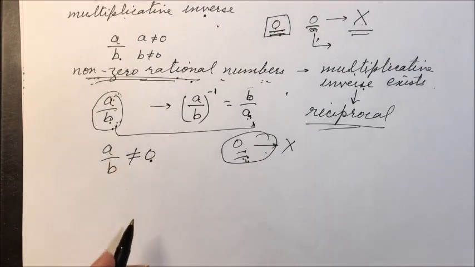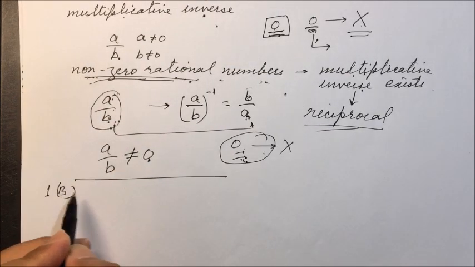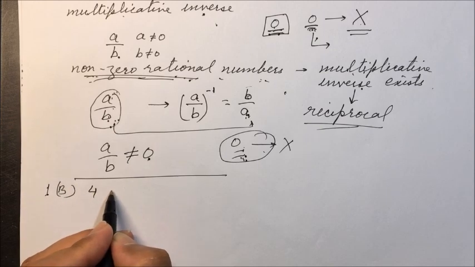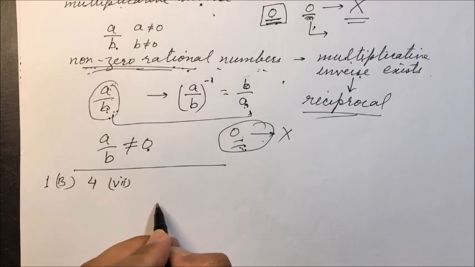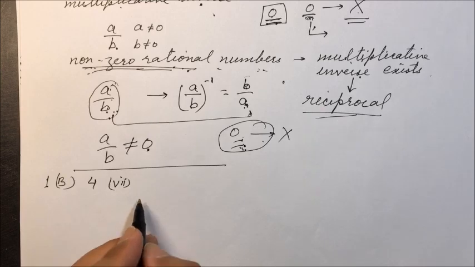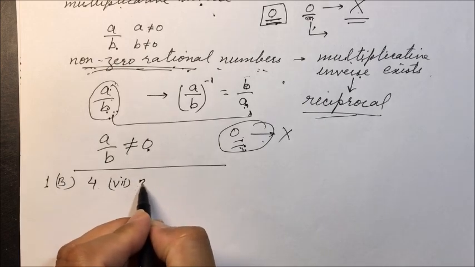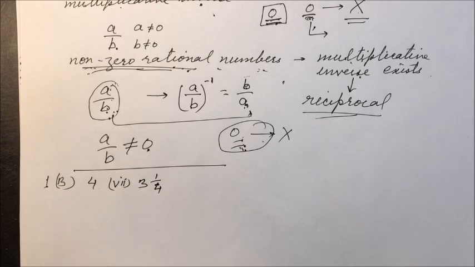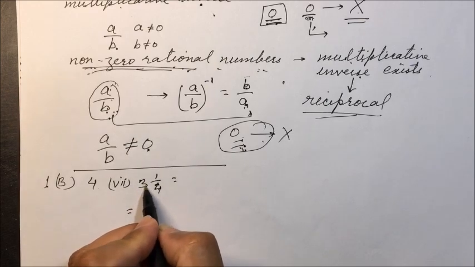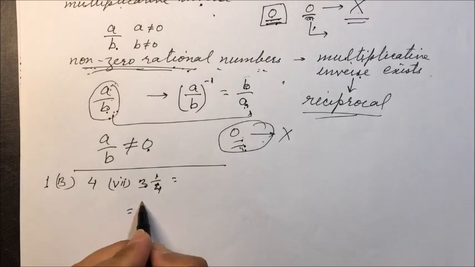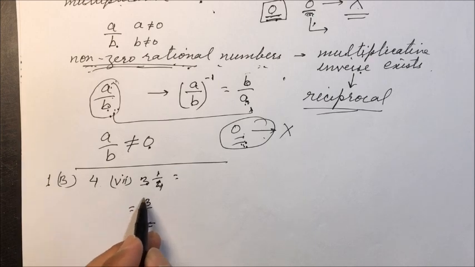So today I will be solving a few questions from the exercise 1B, fourth question. I am taking the 7th one. So we will be finding the multiplicative inverse, that is, the reciprocal of the given number. In the fourth question, 7th part, the given number is 3 1 by 4. So we convert the mixed fraction into an improper fraction. It will be 4 into 3 plus 1, 4 threes are 12 plus 1, 13 upon 4. This is the number, and we have to find the multiplicative inverse of 13 upon 4.